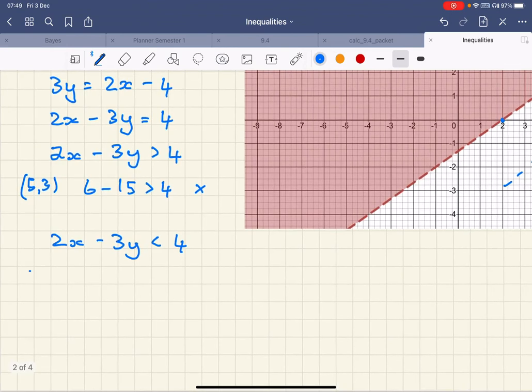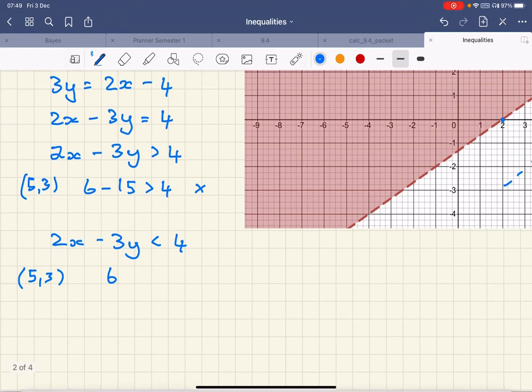But we're just going to double check and make sure the other one does work, just in case we made any kind of error with our calculations. So 6 minus 15 less than 4. Yes, that works. So yes, this is the inequality that I want.